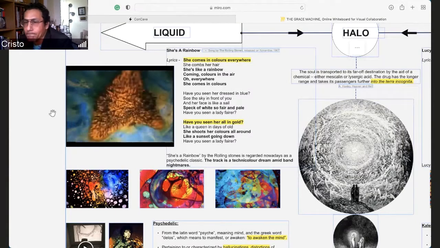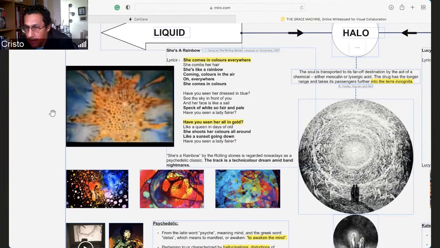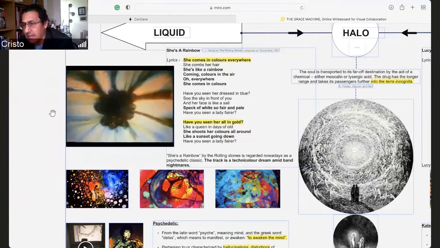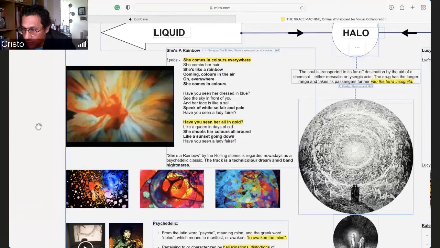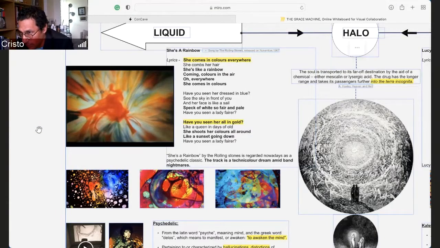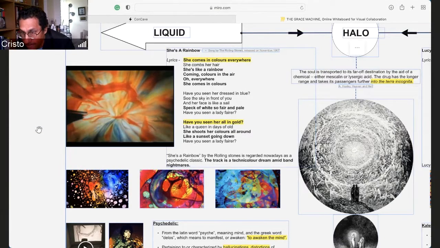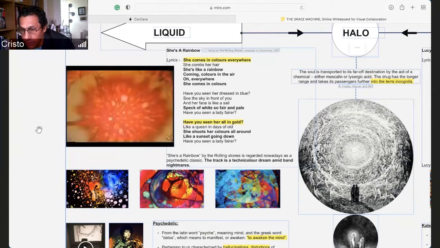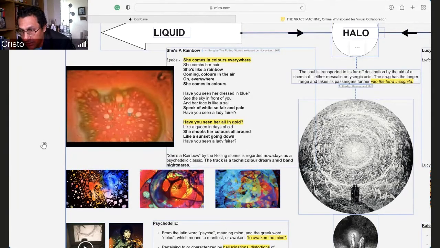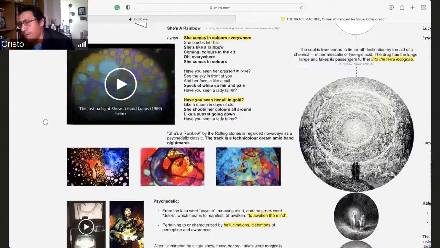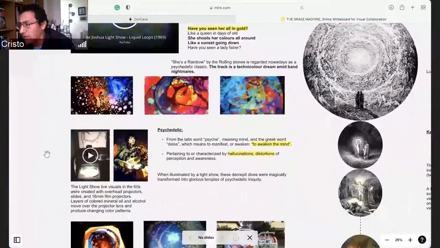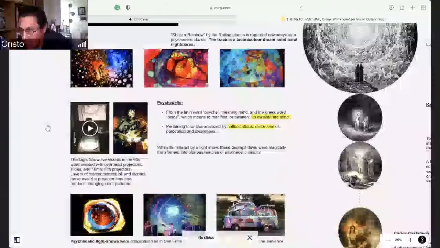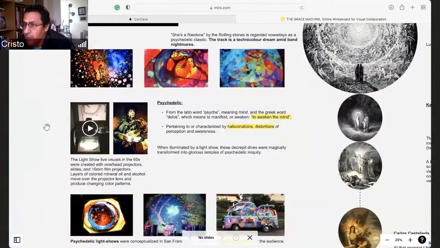So we have this psychedelic, right? Basically, it means to awaken the mind, and it pertains to hallucinations, distortions, the perception of awareness. And we get confronted with all these psychedelic light shows that were born at art events and concerts in the 60s, giving this trippy atmosphere.